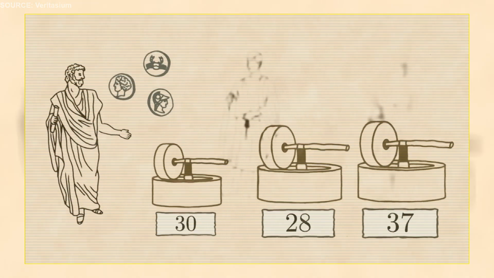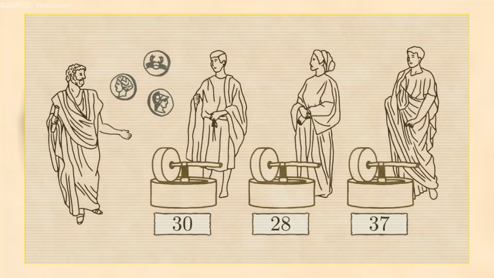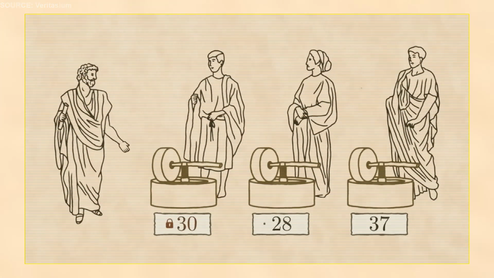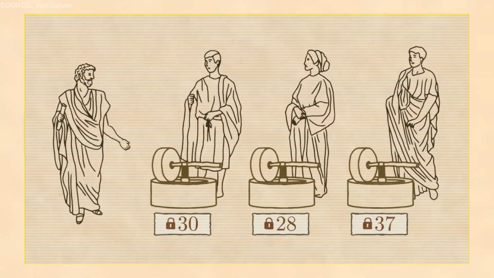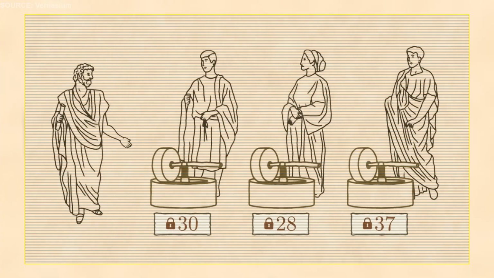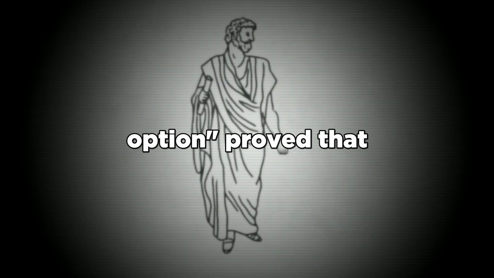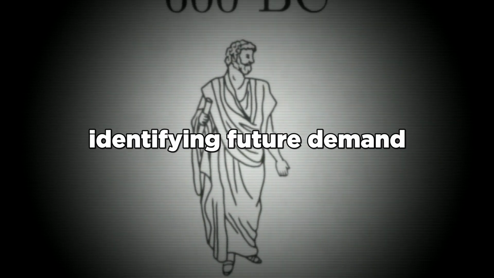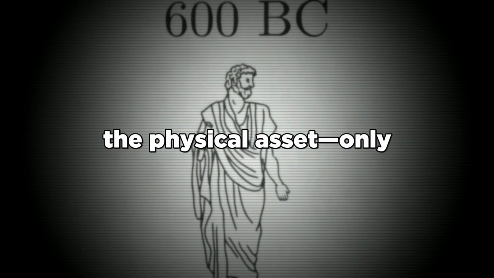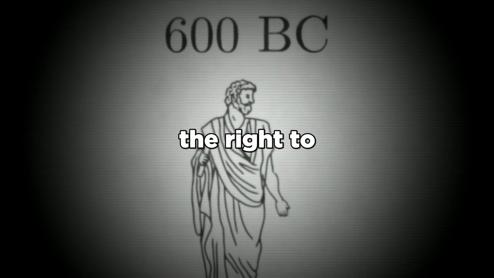So instead, he went to all the existing olive press owners and paid them a little bit of money to secure the option to rent their presses in the summer for a specified price. When the harvest came, this ancient call option proved that identifying future demand doesn't require owning the physical asset, only the right to rent it.